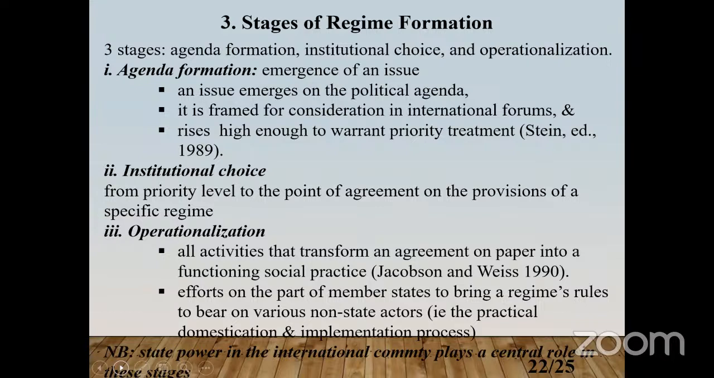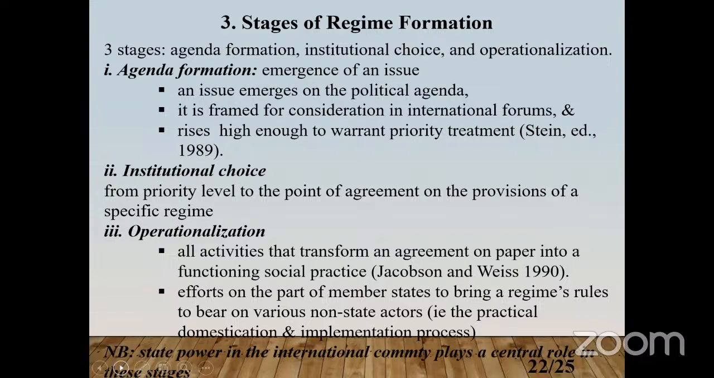Here, there is the emergence of the issue. An issue emerges on the political agenda, on the economic agenda, on the environmental agenda, whatever agenda it is. Then it is framed for consideration in the international forum. So you'll have experts coming to deliver speeches on this, and UN bodies, experts coming to talk about this. Finally, that issue rises high enough and warrants priority treatment at these international forums. So that is the first stage, the agenda formation. You can see it is very much like public policy formulation.